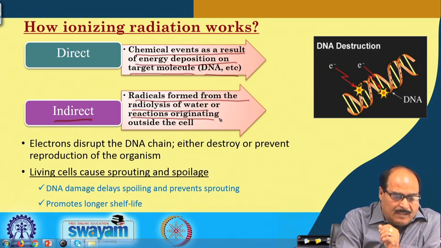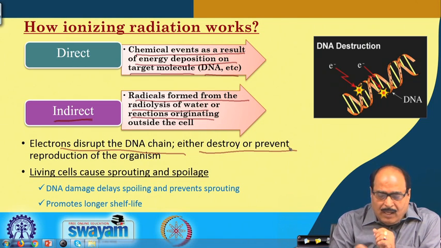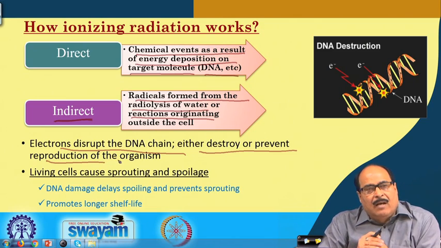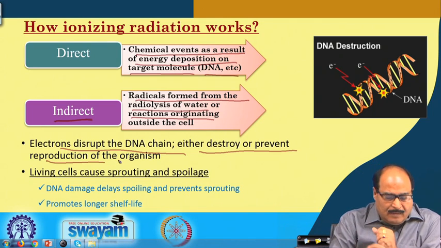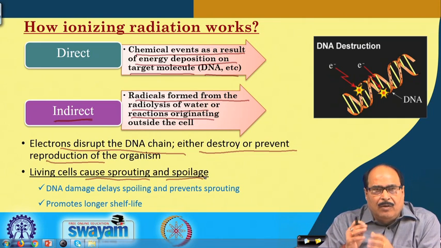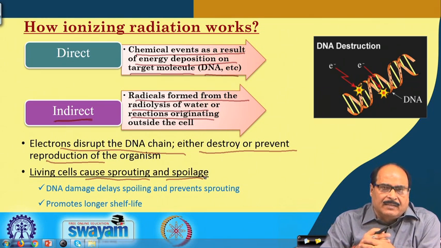Now, of course, electrons disrupt the DNA chain, and either destroy or prevent reproduction of the organisms, and the living cells. They cause sprouting and spoilage in biological material, food etc., which get spoiled by microbial action or by enzymatic process.